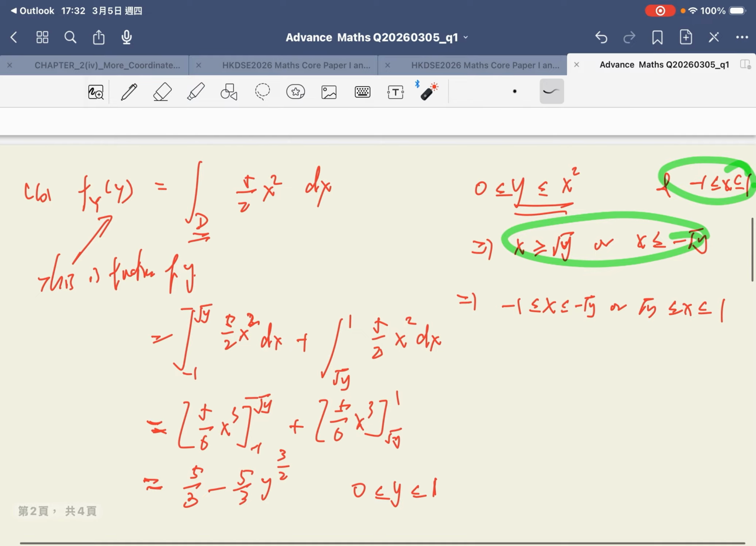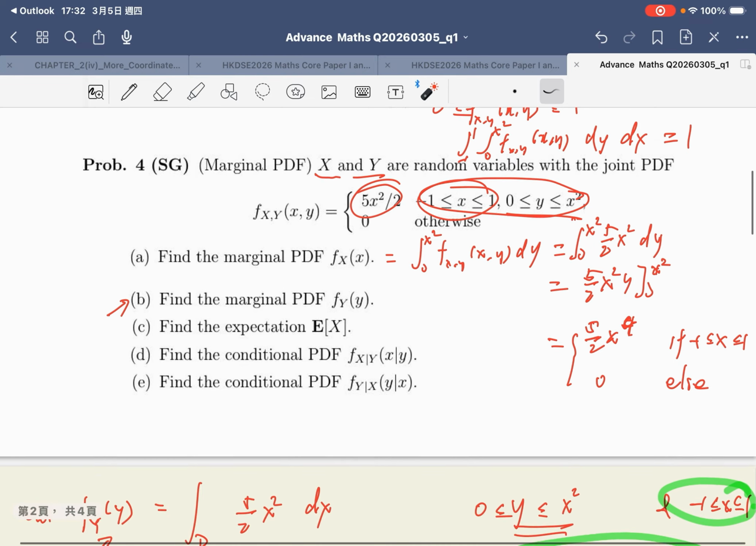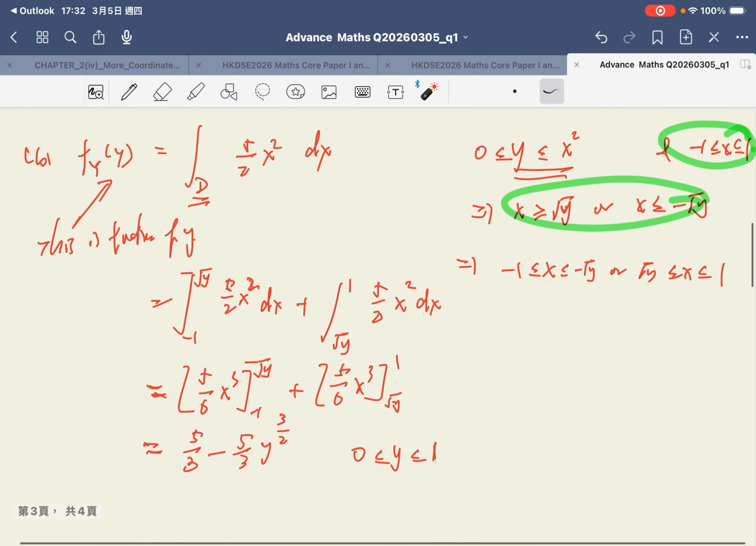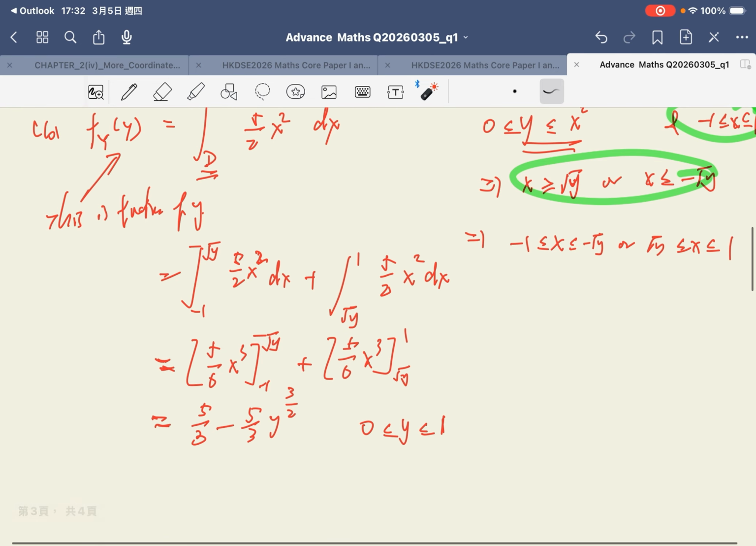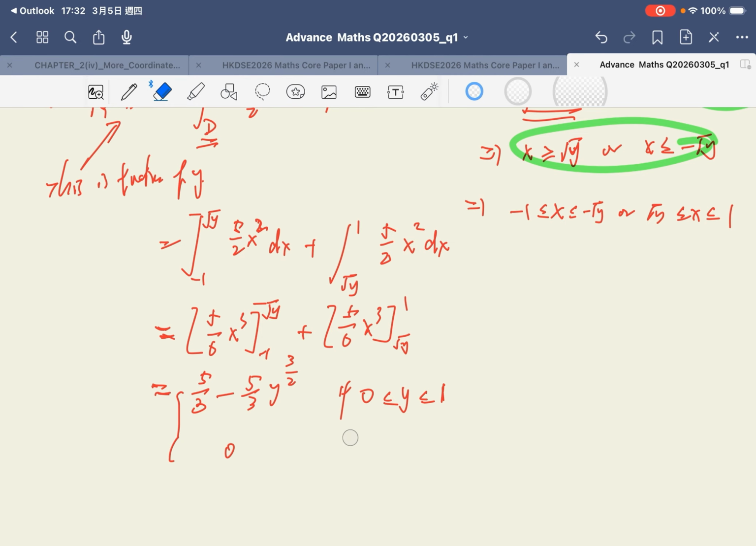Because you can see that y is 0 to x squared. X squared must be the maximum of x squared is equal to 1. Because it's the condition. Therefore, it is the domain. And of course, you can write down f is 0 otherwise.